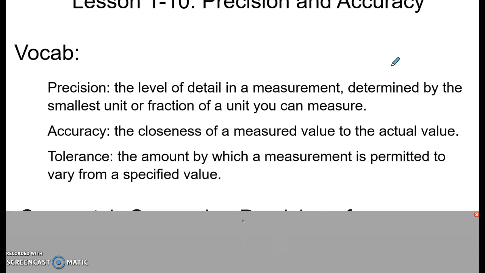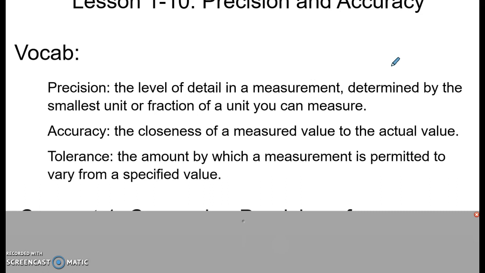If I am measuring the size of my foot and I'm using feet to measure that, right? That's not going to be a very precise measure. I'm not going to get a very precise measure compared to using inches or centimeters or millimeters or fractions of an inch, or even shoe sizes. Shoe sizes is another way of measuring something, and those are going to be more precise than trying to measure by the foot or even by the inch.